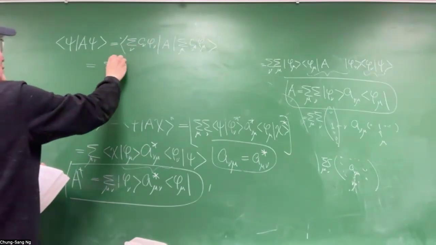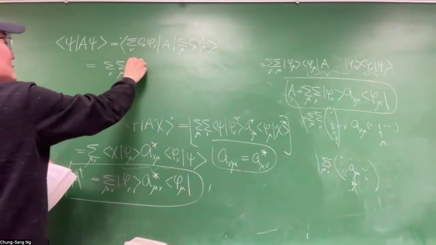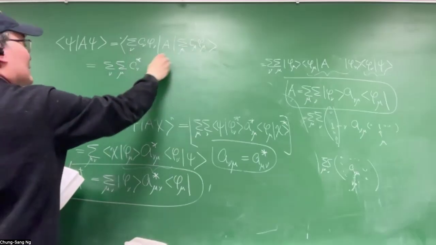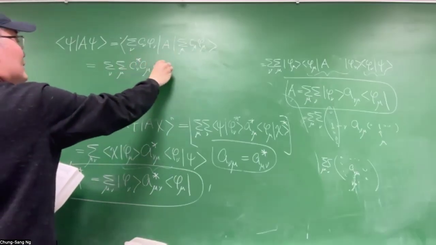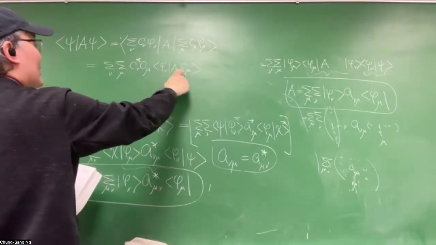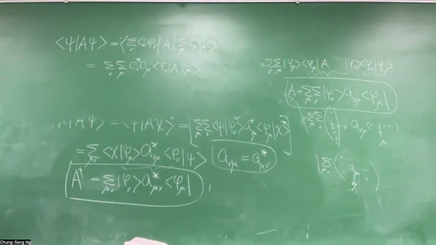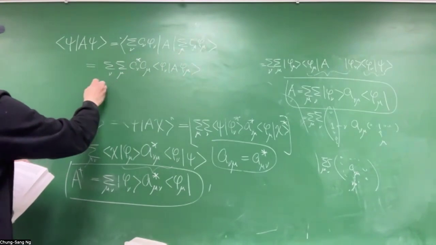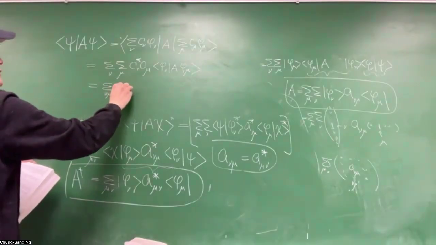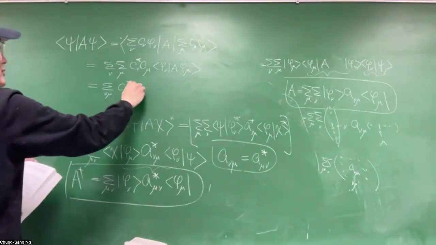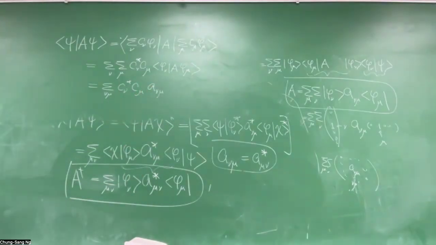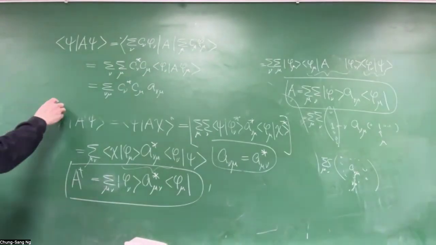Because we have the sum over nu and the sum over mu. You have C_nu on the left, so it's the complex conjugate, C_nu star, and then psi_nu. That becomes the matrix element. This is A_nu mu, and then C_mu. So this is this object.